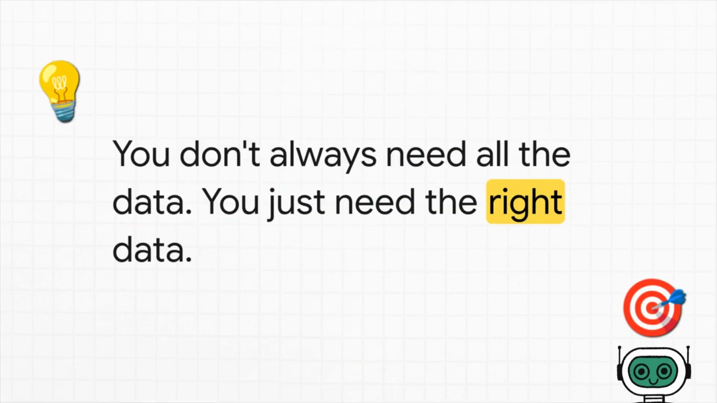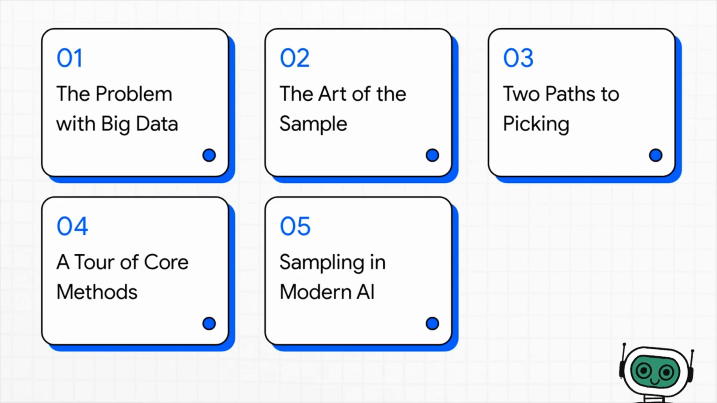You see, the solution isn't always to get a bigger server or more RAM. The smarter approach is to be more strategic. The whole idea here is that a small, carefully chosen piece of your data can often tell you the entire story. So here's how we'll break it down.